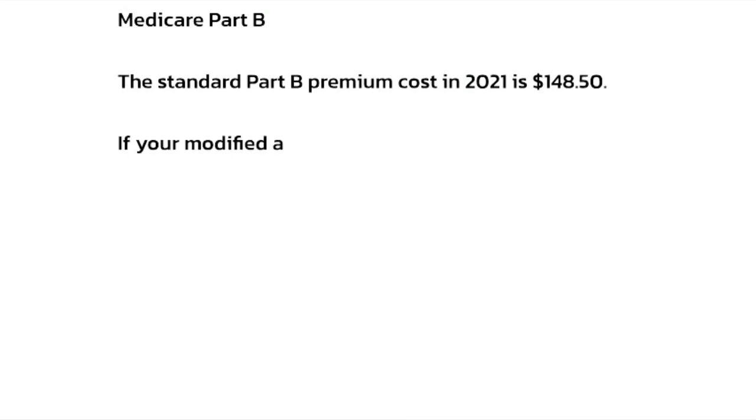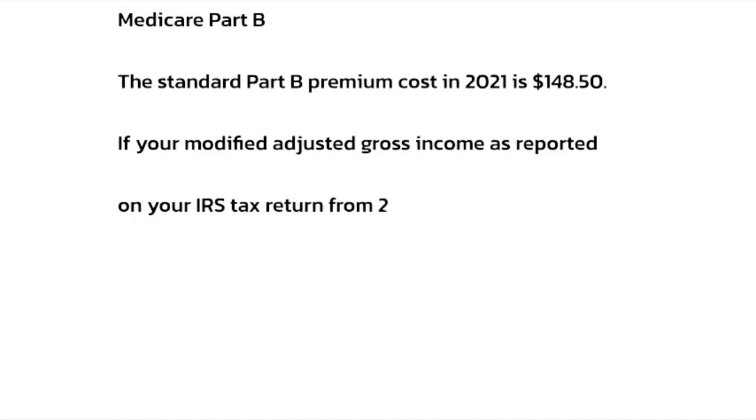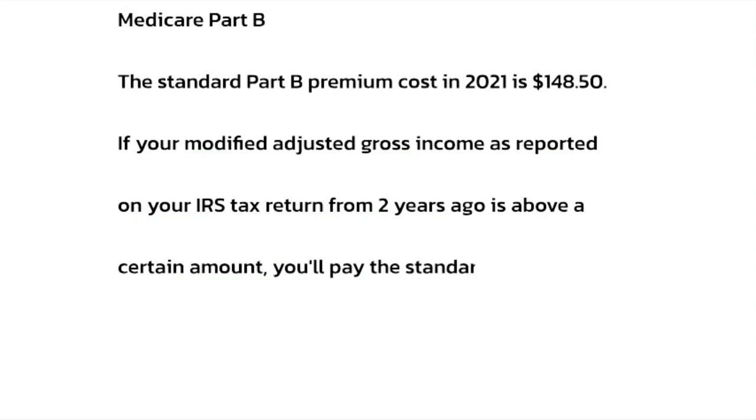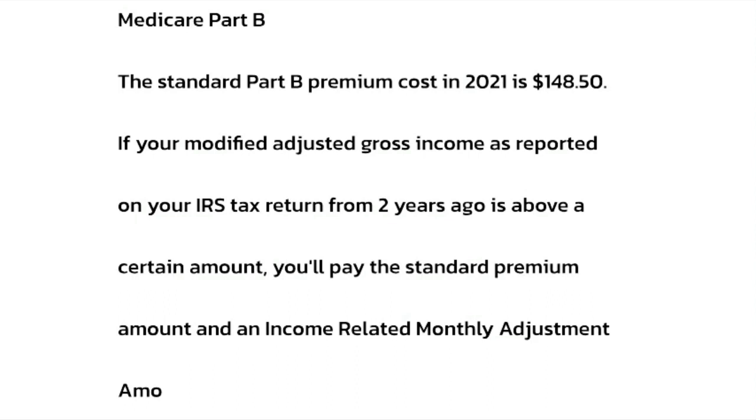Medicare Part B. The standard Part B premium cost in 2021 is $148.50. That's what you'll pay each month for Medicare Part B if you're in that tax bracket. If your modified adjusted gross income as reported on your IRS tax return from 2 years ago is above a certain amount, you'll pay the standard premium amount and an income-related monthly adjusted amount. Let's take a look at the standard amount to see if you'll have to pay more.